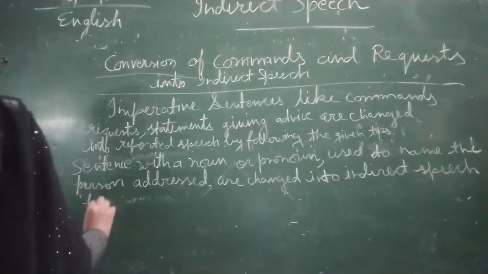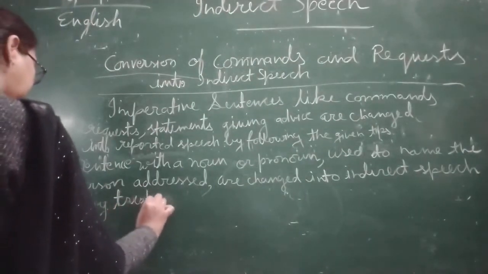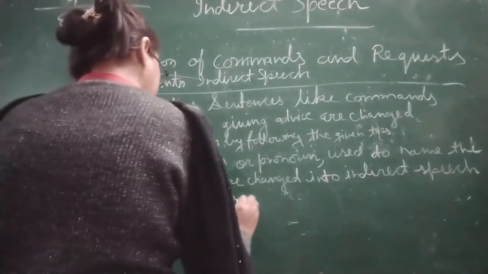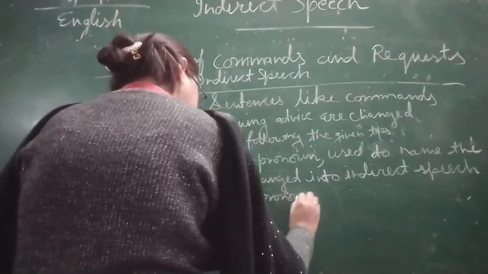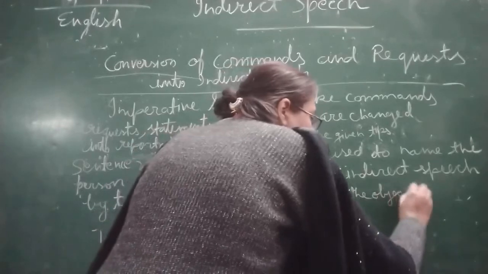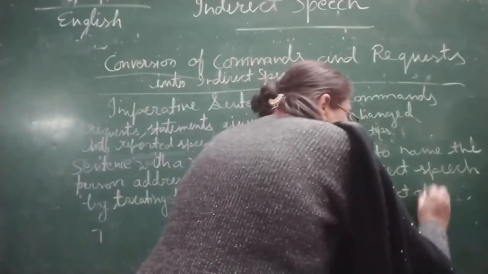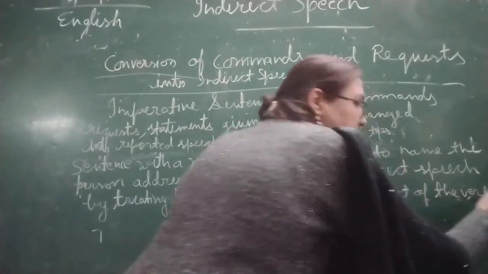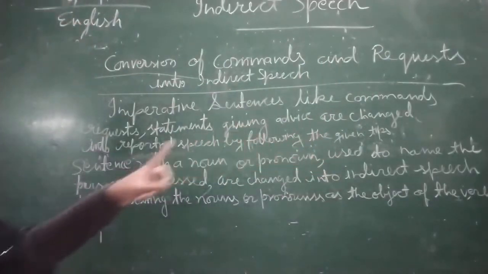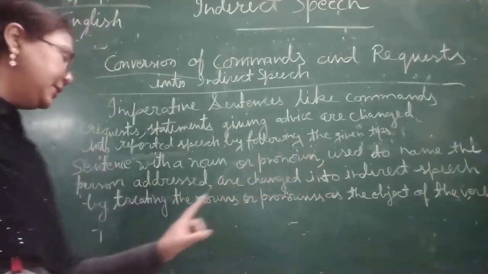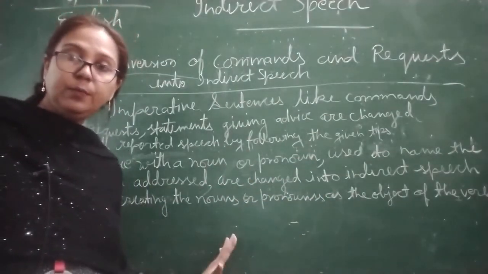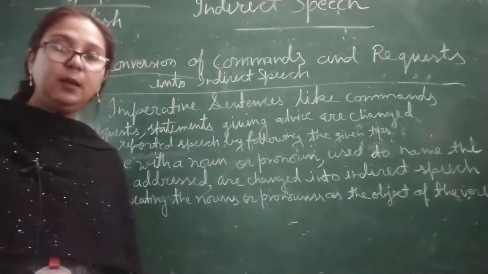by treating the noun or pronouns as the object of the verb. So children, here you can see, sentences with a noun or pronoun used to name the person addressed are changed into indirect speech by treating the noun or pronoun as the object of the verb. So this change we will do, and I'll give you one example for that.